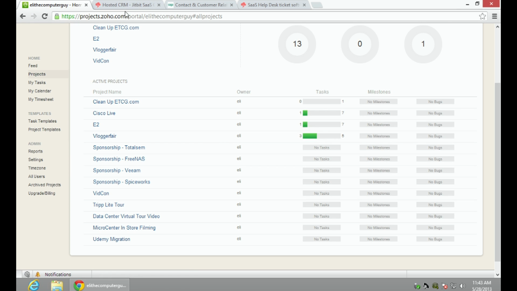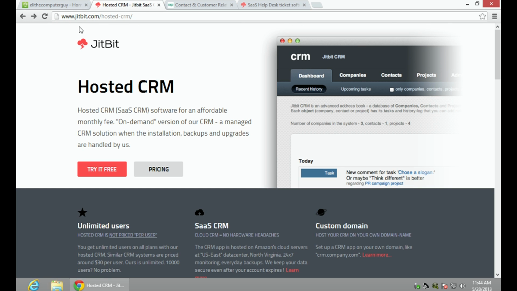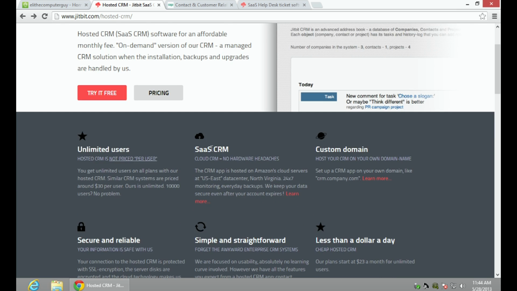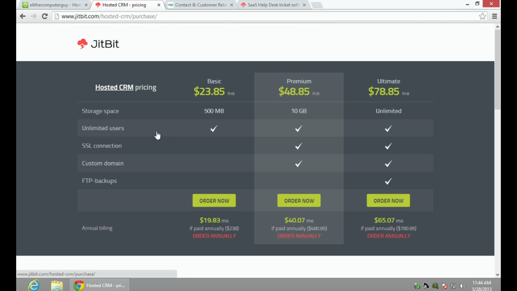So the thing is, when you're going for CRM, there's a lot of different options. So I did a review of this JitBit hosted CRM. They're one solution. Now, one of the things that you need to think about is, when you're thinking about prices, make sure to go and figure out what the prices mean. So for this, they're like $23.85 a month with unlimited users. So this is an important thing.